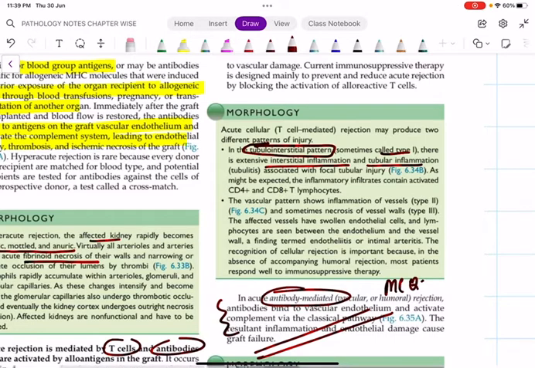Okay, and this inflammatory infiltrate is mainly composed of CD4 plus and CD8 plus T lymphocytes. This is type 1, or pattern 1, the tubulo-interstitial pattern. Type 2 is what we call the vascular pattern.